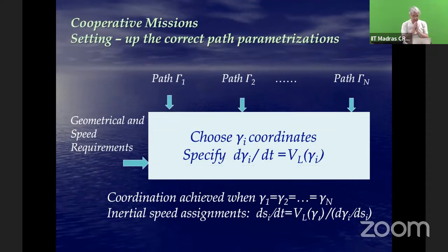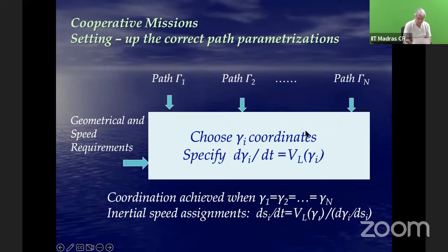So when you first look at the cooperative path following problem, you have to specify this path 1, 2, and n. And they could be anything. I mean, one of them could go up, the other one to the east, but you have to set the correspondence. When this vehicle is there, the other one should be there, and the other one should be there. So out of this, you parameterize the paths by the gamma coordinates.